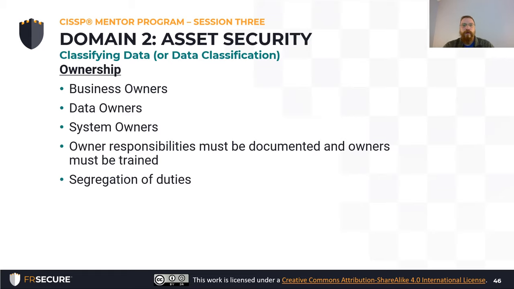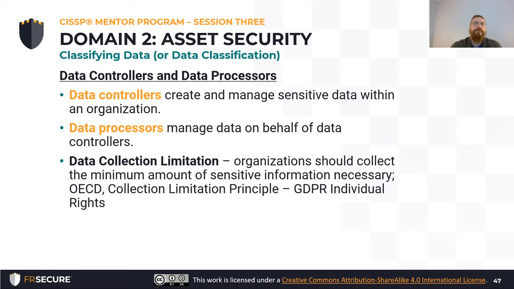All right. So again, what was the ownership? Who are the types of owners for data? You will need to know what business owners, data owners, system owners. We need to document the responsibilities of those owners, and they have to be trained, and we have to have segregation of duties. So business owners own business processes, data owners own the actual data, system owners own the applications. It's an easy way to kind of think of those three things.